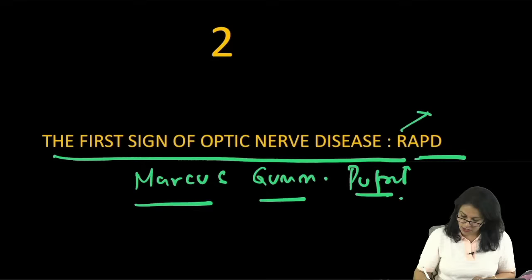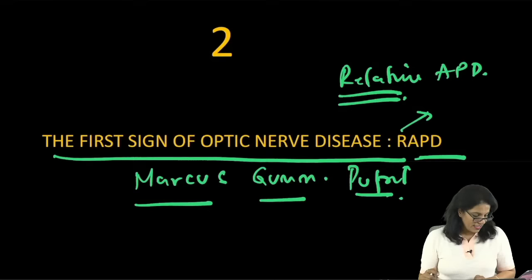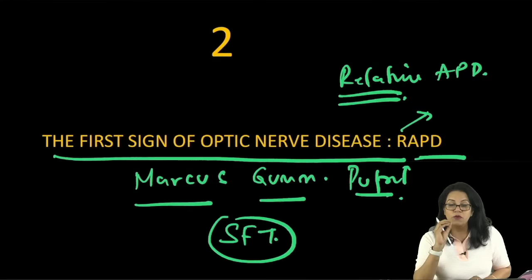Okay, the next question they will ask you: the test which I just described, what is this test known as? Swinging flashlight test. Very good. So we will remember this. This is another exam question. I am only going to focus today on the questions they have asked you. So, swinging flashlight test.